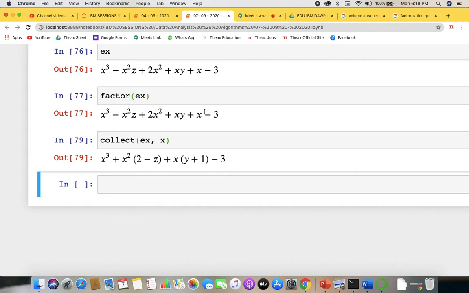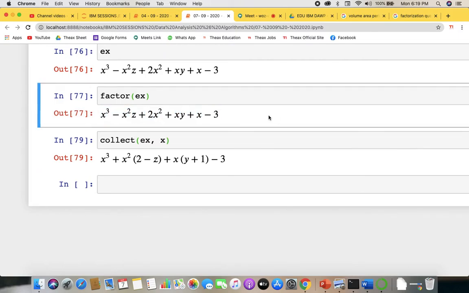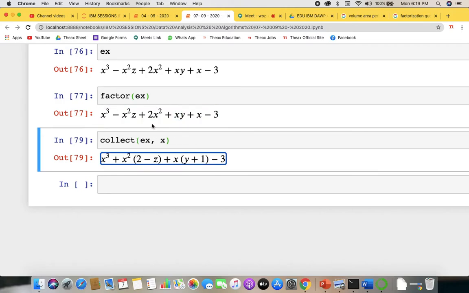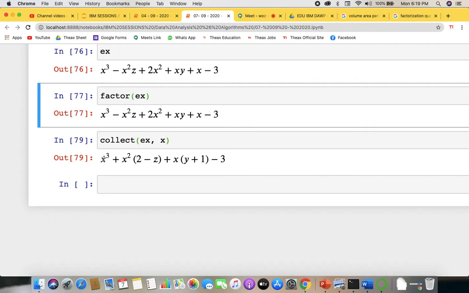It is not like taking x common with everything there. Only the same powers would be collected. You can see x is being collected, x square is being collected, x cube is being collected; there is no x cube apart from this, so there is no such thing over there. But that is how it is being done. Any confusions over there? It's collecting the x with those powers. That is the use of collect.